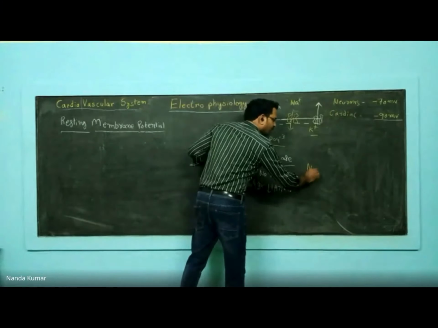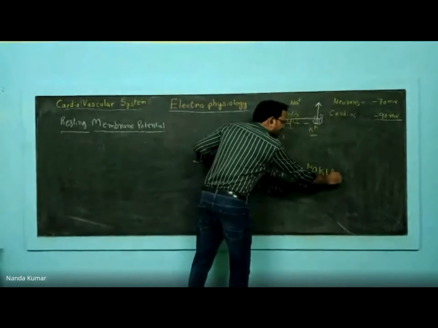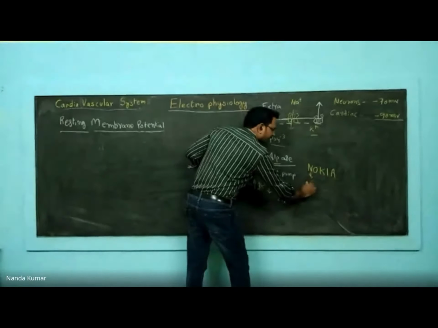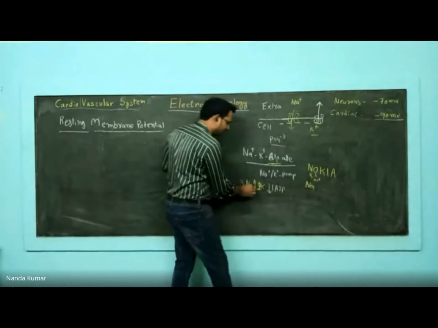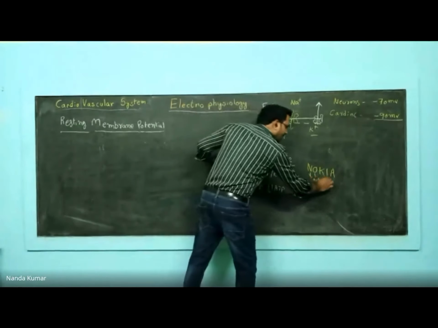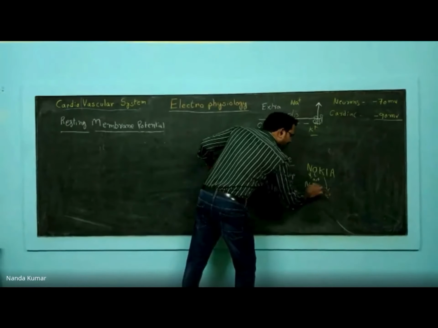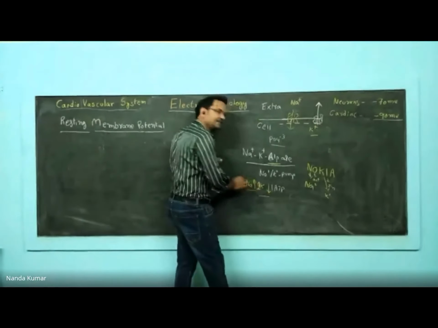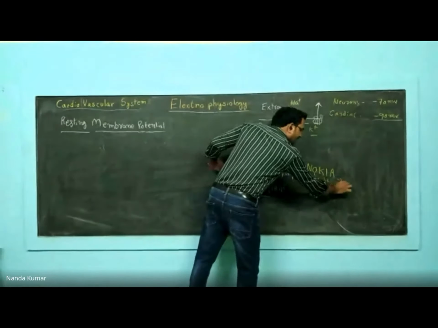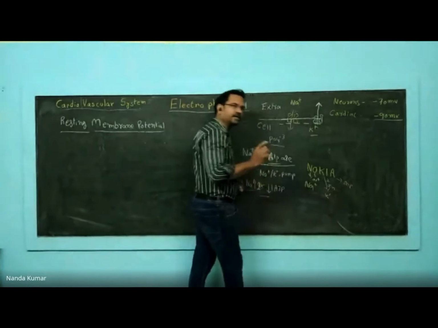It is known as Nokia. Now understand this one. N stands for sodium. O means sodium is going outside, so it is going outside the cell. K means potassium. I means inside. That means potassium is coming inside the cell. A means ATP. It is utilizing ATP.